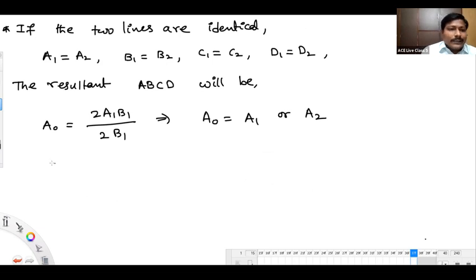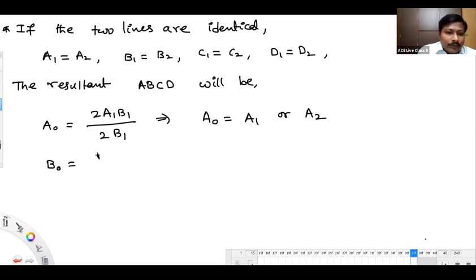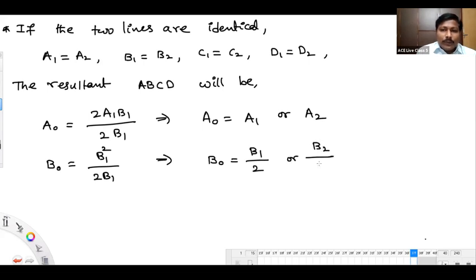That's the A0. Next, what is B0? B1 B2 by B1 plus B2 means it is B1 square by 2B1. B1 square by 2B1 means this B0 will come to be either B1 by 2, or you can say it is B2 by 2.